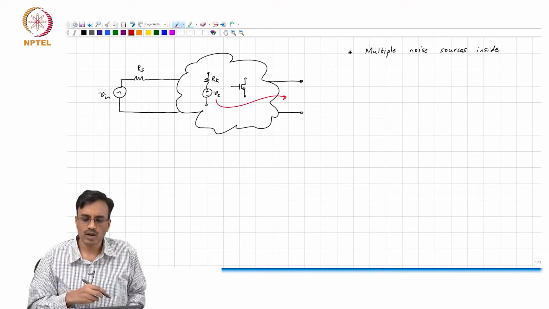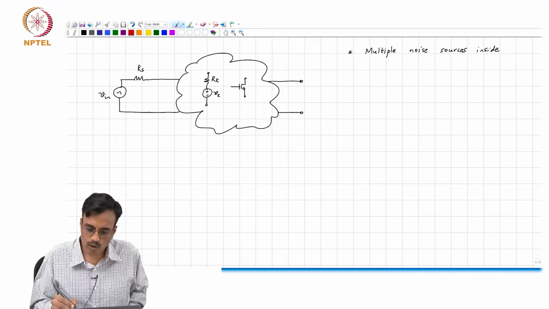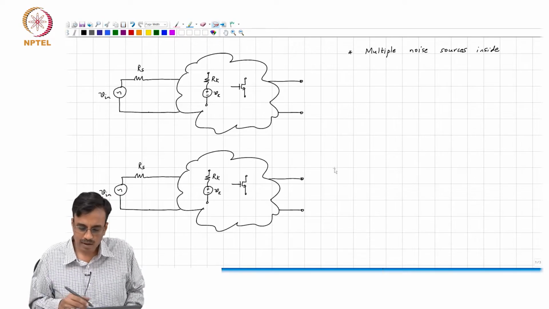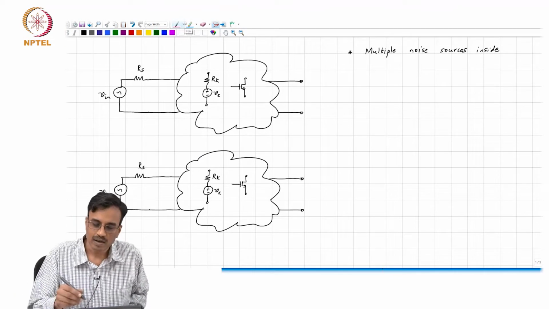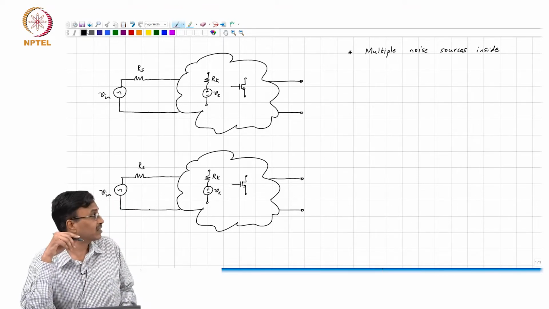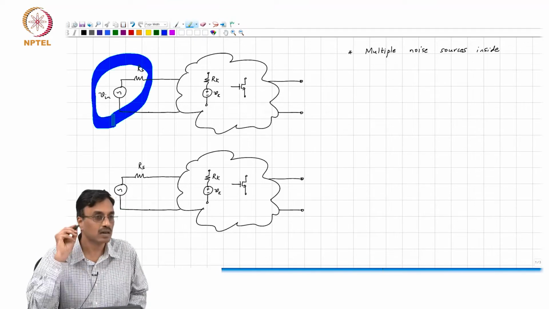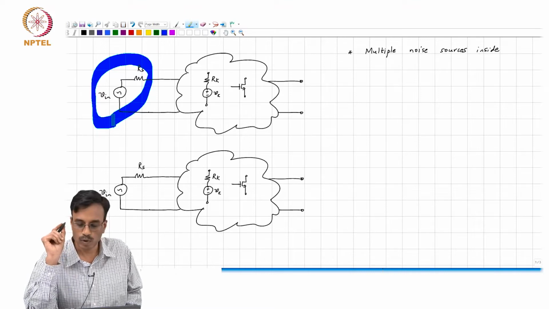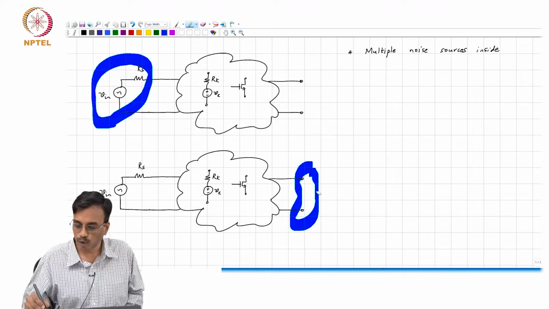And since we are not really interested in the gory details of what is happening in the box, a reasonable question to ask would be, what if I compare the signal to noise ratio of my signal source, which is that of this guy here, to what the signal to noise ratio would be here. An equivalent way of doing this would be the following.